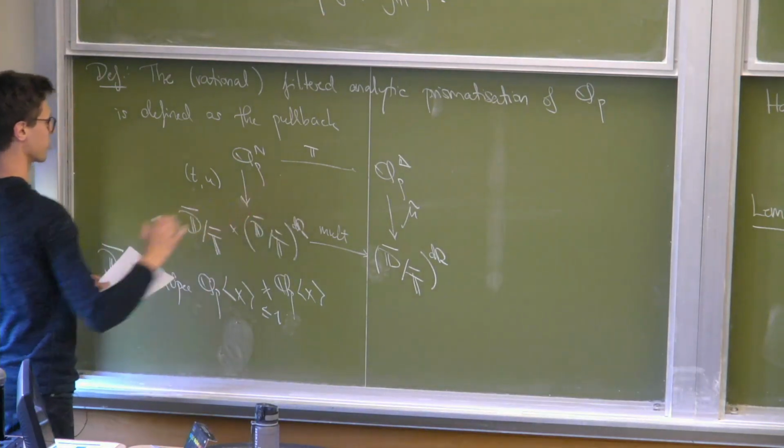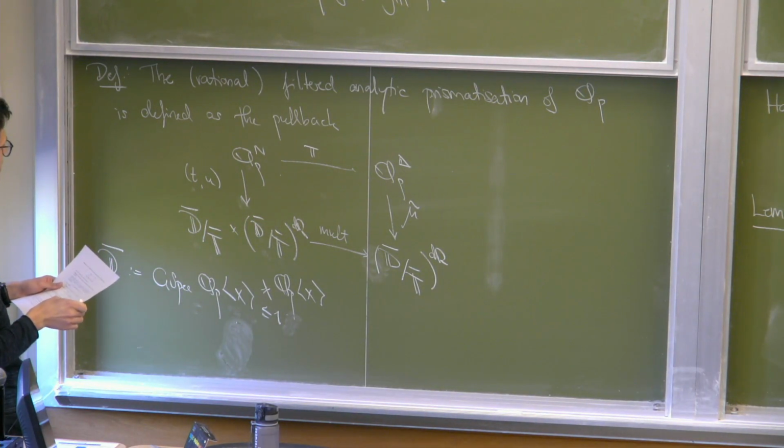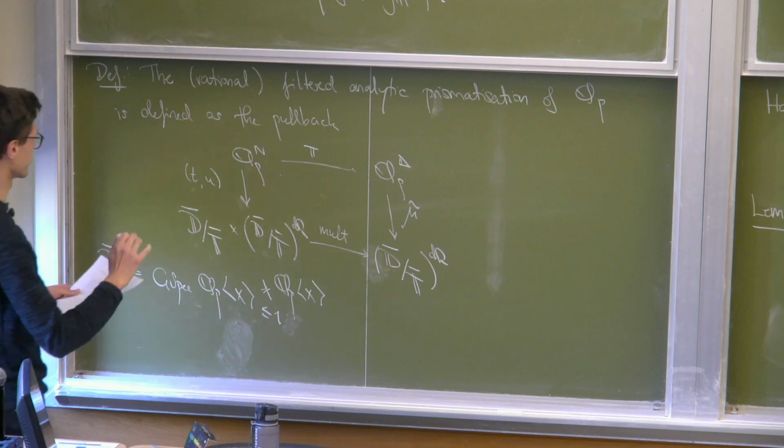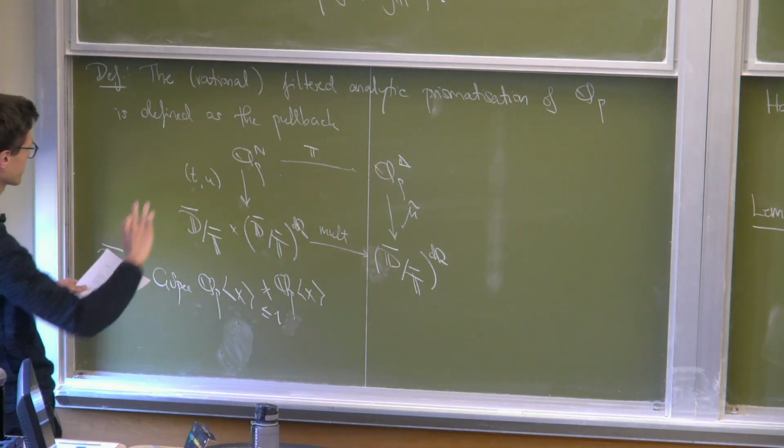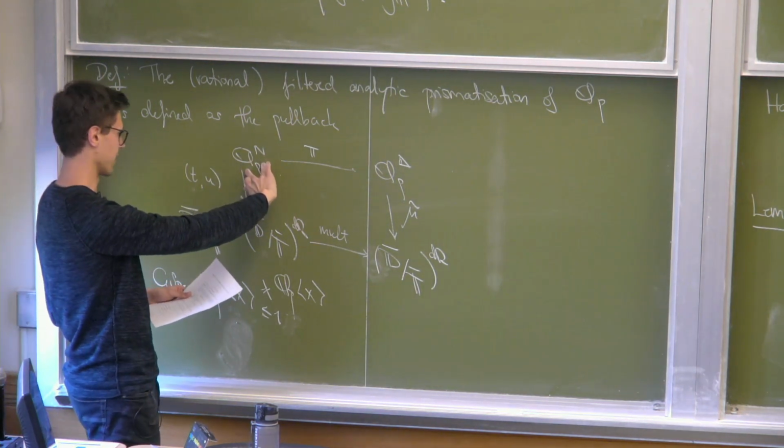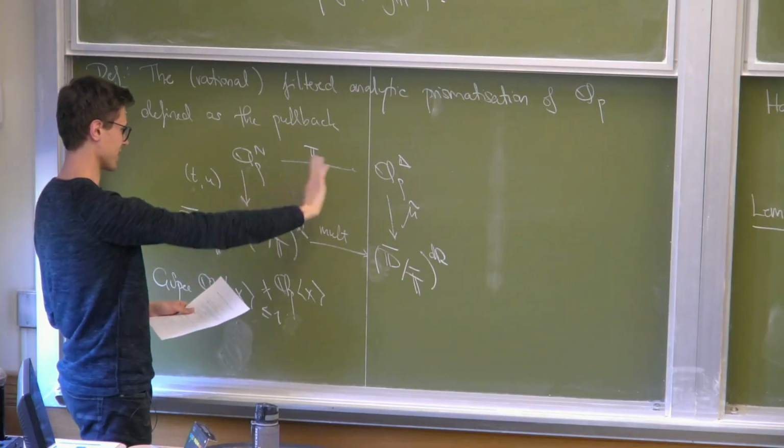And in fact, there's a similar description of the algebraic filtered prismatization of ZP, which appeared in a paper of Gardner and Matapusi. And it's basically precisely the same product.